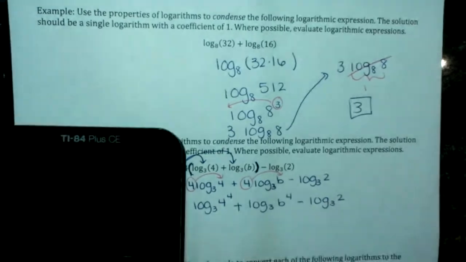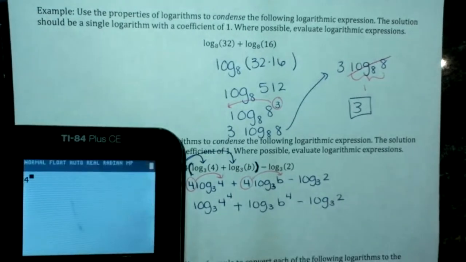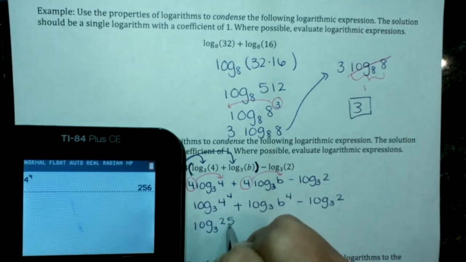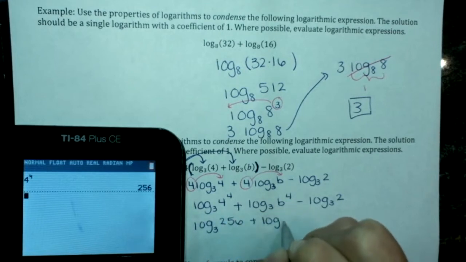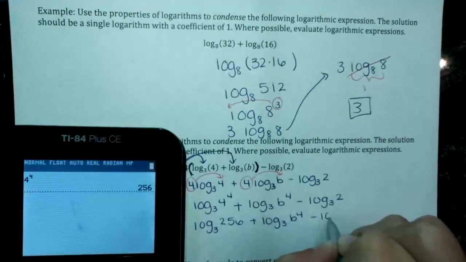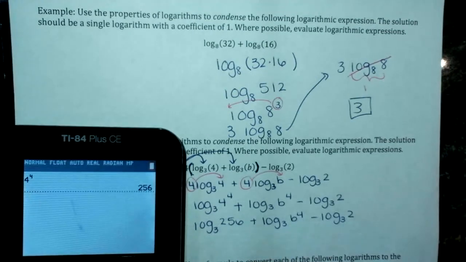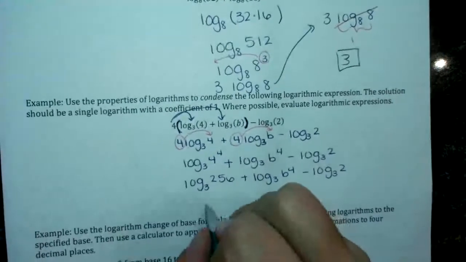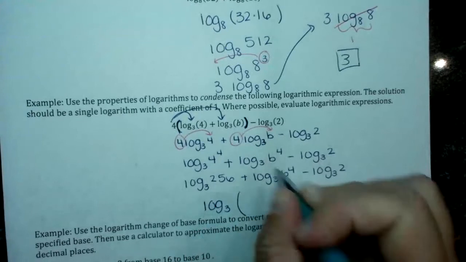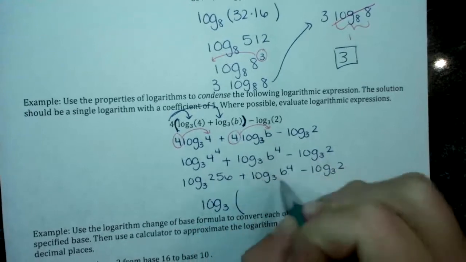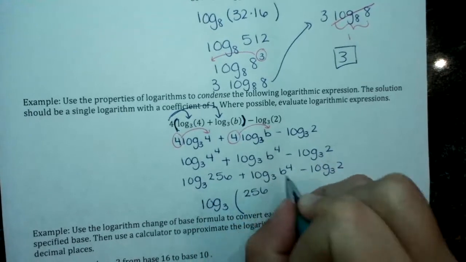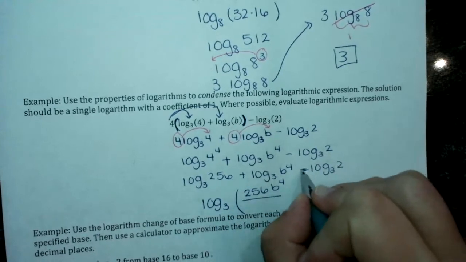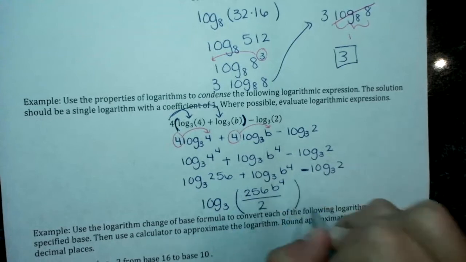Now 4 to the 4th, let's go and write that. 4 to the 4th power will give us 256. So log base 3 of 256 plus log base 3 of b to the 4th minus log base 3 of 2. So now they're all log base 3, so let's combine it into the same log base 3. 256, and then we're adding so we can multiply that b to the 4th. It's subtracting, so that means we're going to divide 2.